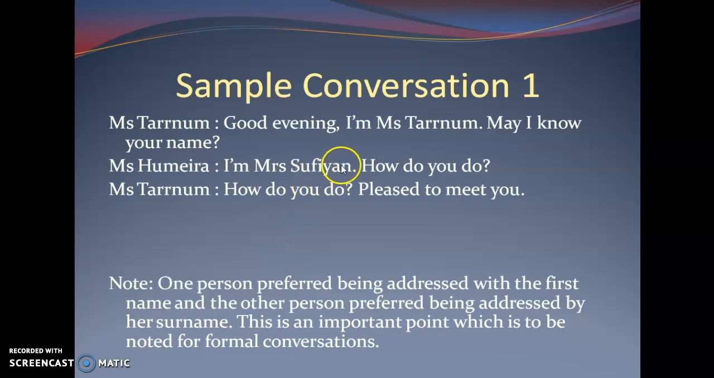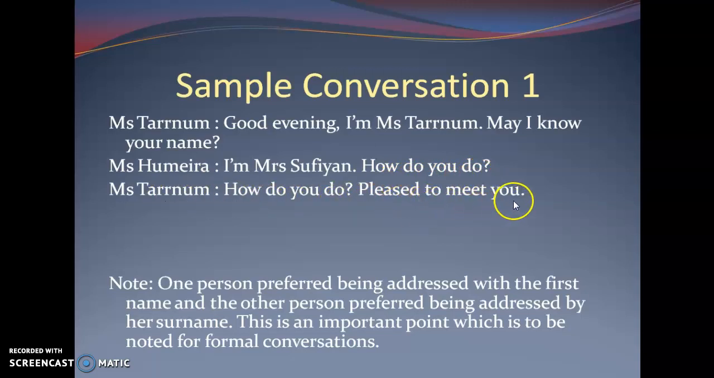For sample conversation, we have, suppose the speaker is Tarannu, and another is Ms. Humaira, and let us see what conversation is in progress. "Good evening. I'm Miss Tarannu. May I know your name?" "I'm Mrs. Sufyan. How do you do?" "Miss Tarannu, how do you do?